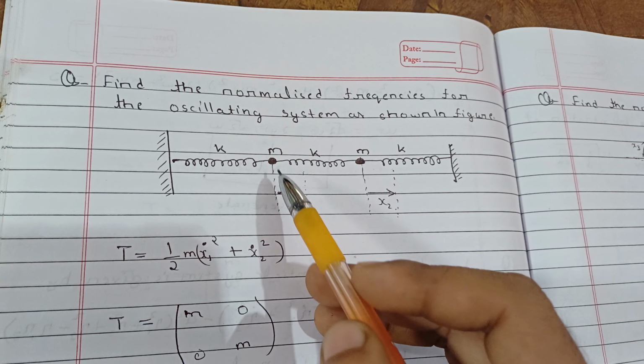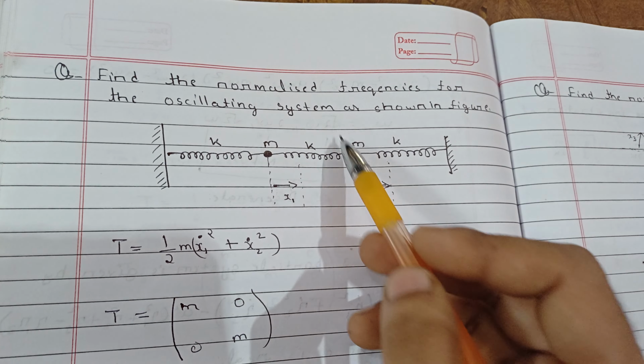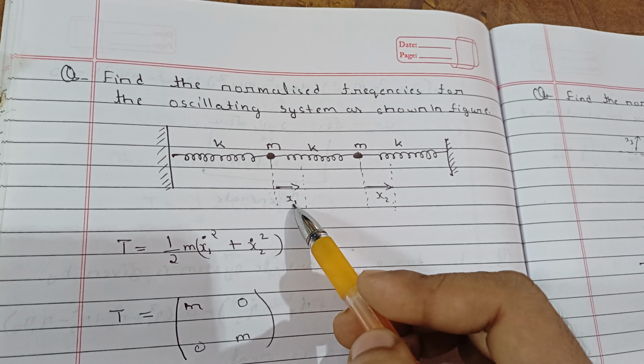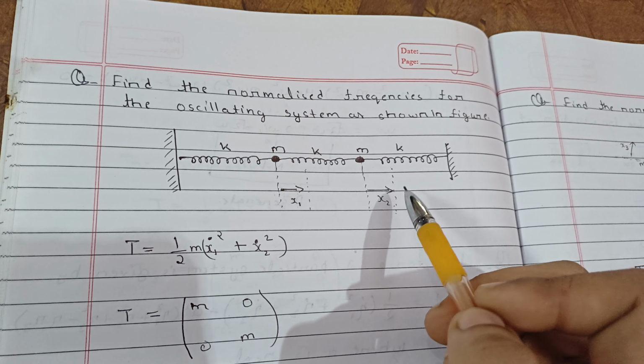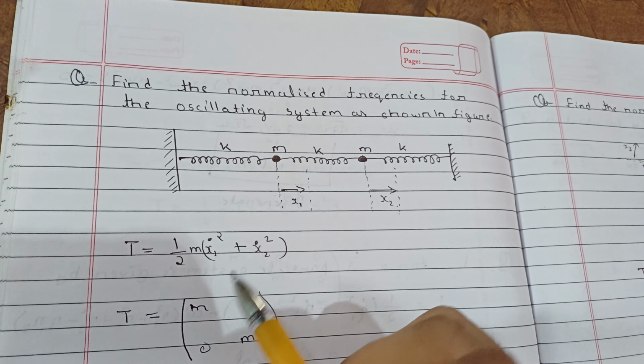First, kinetic energy. We take these equilibrium positions, and this displacement is represented by x1, this displacement by x2, for the mass m. The displacement dot gives you the velocity. So kinetic energy is simply half m times x1 dot square plus x2 dot square. Potential energy is kx square by 2, where x is the displacement of the spring.